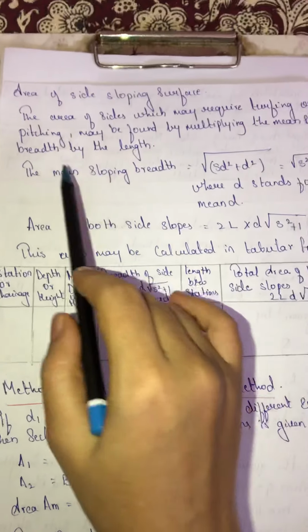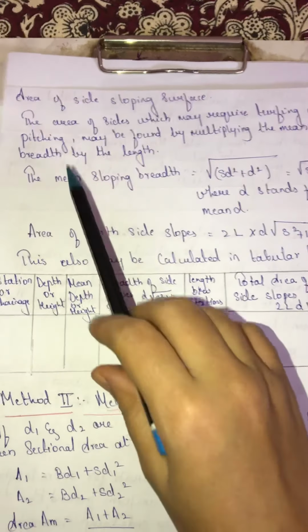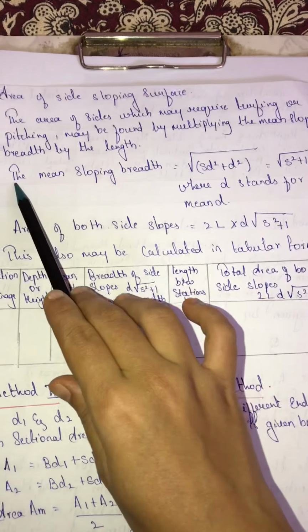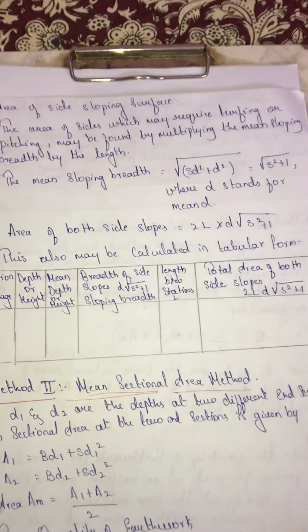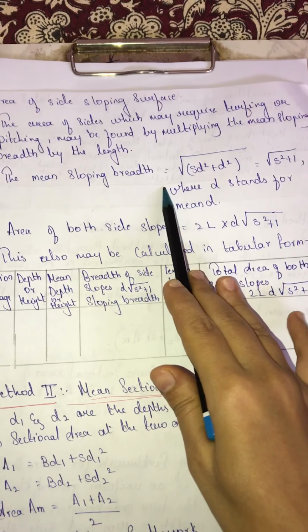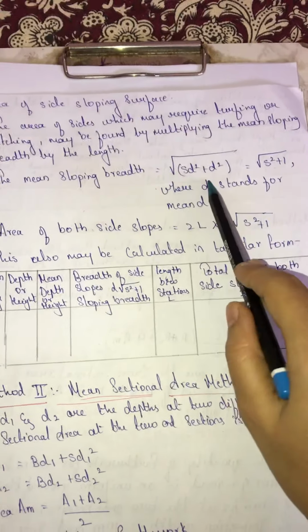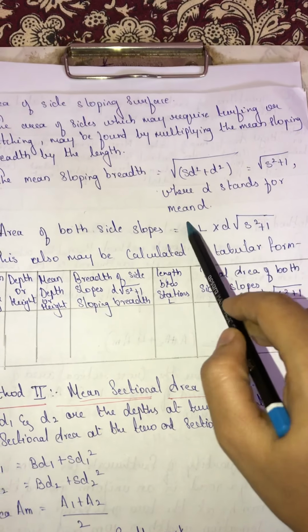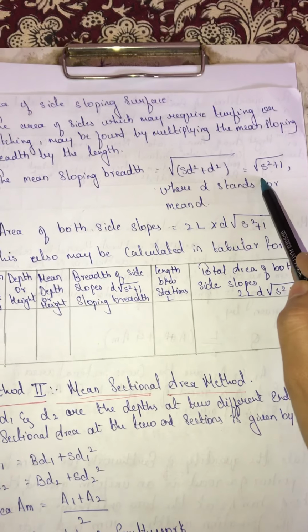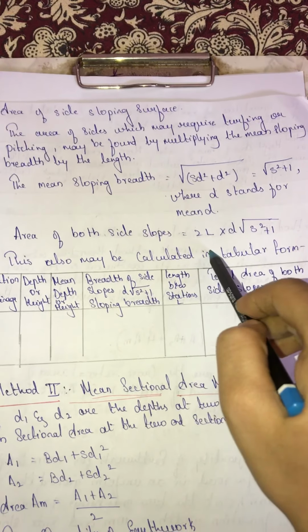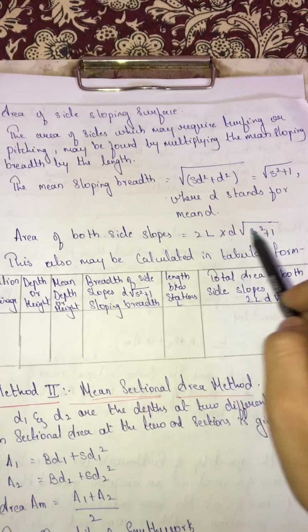Now next is area of side slopes, that is when the pitching or turfing has been done. The area of sides which may require turfing or pitching may be found by multiplying the mean sloping breadth by the length. The mean sloping breadth is calculated by the formula root of SD square plus D square. If D stands for the mean D, then it will be D root of S square plus 1. So the area of both the side slopes will be 2 times the length into D root of S square plus 1.